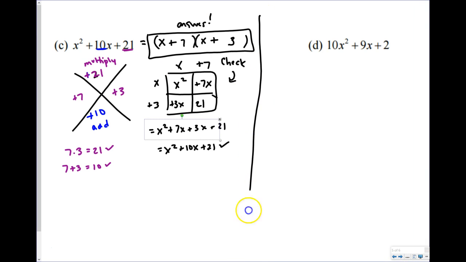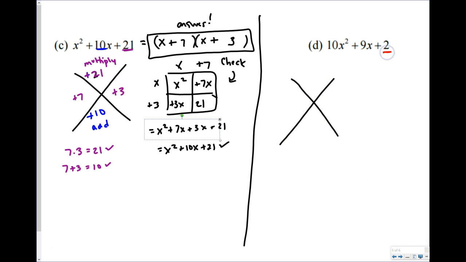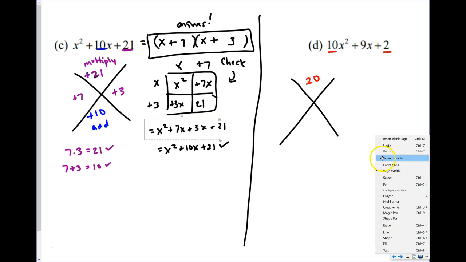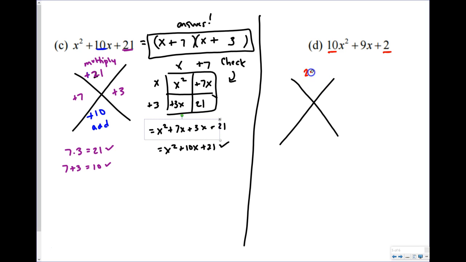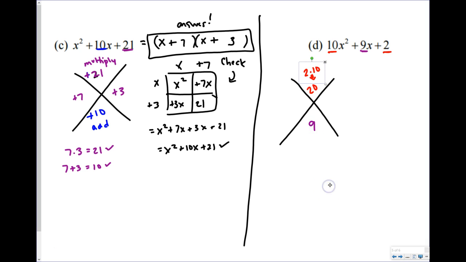It was another one that I skipped because it had a coefficient bigger than 1. All right, so I'm going to draw my x, and my first step, because this coefficient is bigger than 1, is I'm going to multiply the 2 and the 10 together and put 20 up here. Actually, let me write this a little nicer. So I did 2 times 10 to get me the 20. So I have 20 up on top. Okay, now in the middle, I have a 9. And I'm asking myself, what two numbers multiply to this number and add up to 9?